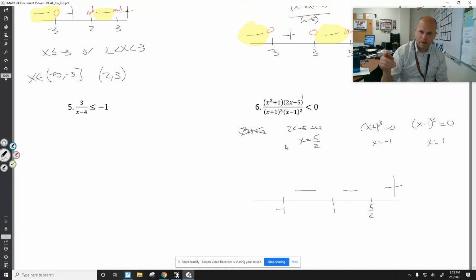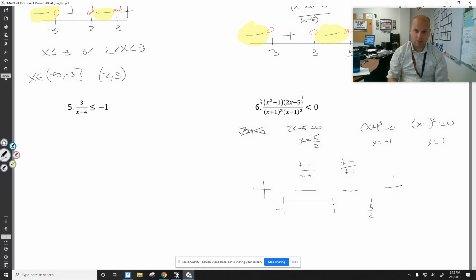-1 has a multiplicity of 3. It's going to bend through, but it's going to go through. So it's going to be positive. Let's double check. Ready? Let's plug in something like 2: positive, negative, positive, positive. Okay, let's plug in something like 0: positive, negative, positive. 0 minus 1 is negative, but squared is positive, so it's the same thing. So it doesn't change signs there because of the multiplicity.